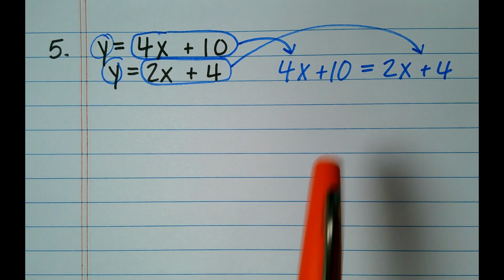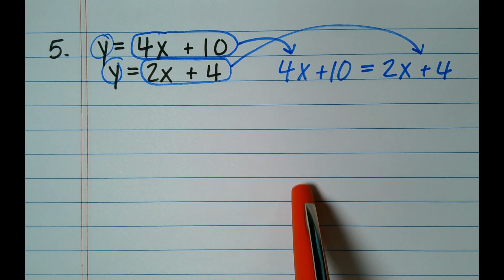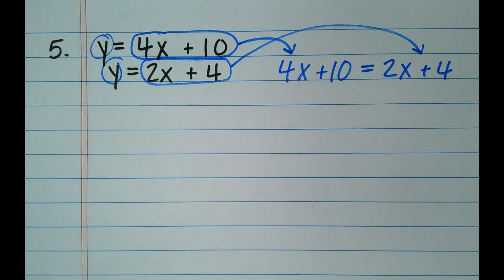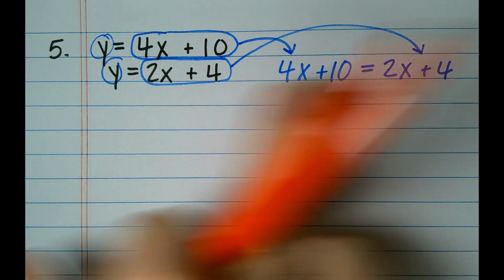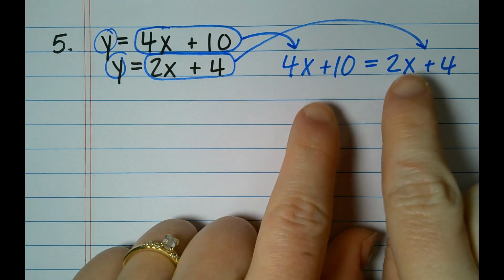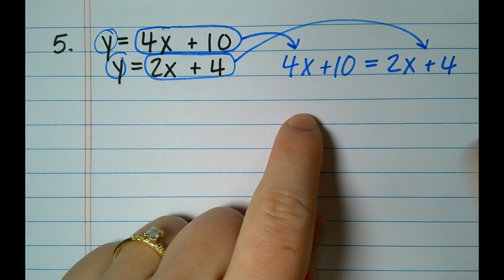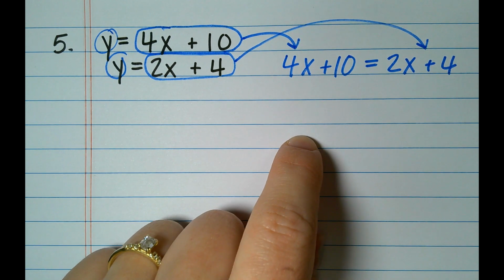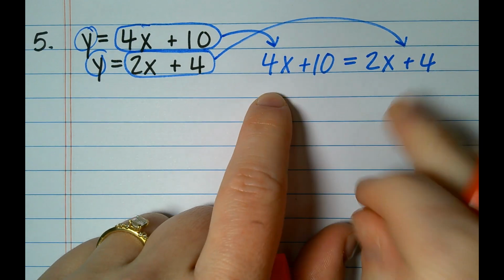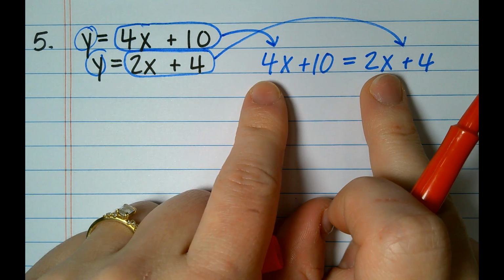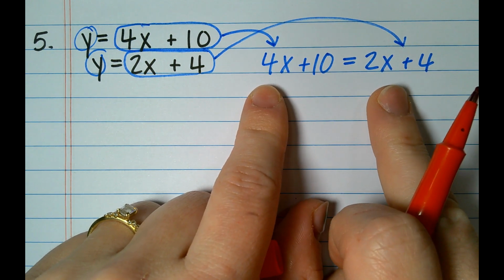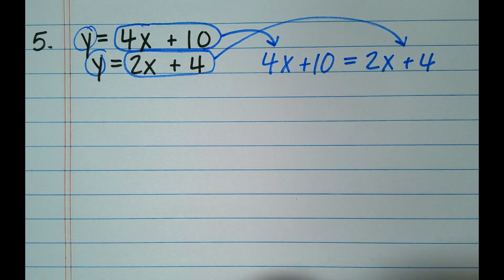Now, I think some people don't like this method as much because we have to combine like terms. And I think that scares us a little bit. So, the first thing I would always do after you've set them equal to each other is get all your x's on the same side of that equal sign, because once you do that, it's a lot easier to solve. So I have 2 options here. I could subtract 4x or I could subtract 2x. Which one makes more sense?